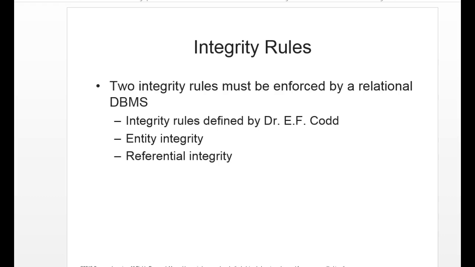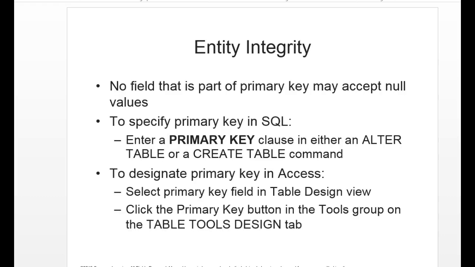So let's look at entity integrity. What is entity integrity? Entity integrity is the rule that no field that is part of a primary key may accept null values. Entity integrity guarantees that each record will indeed have its own identity.